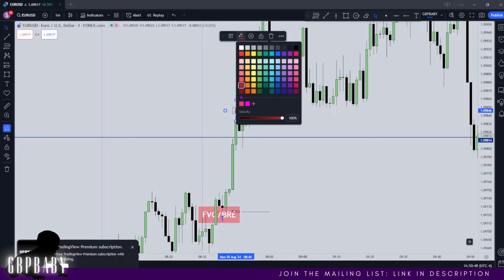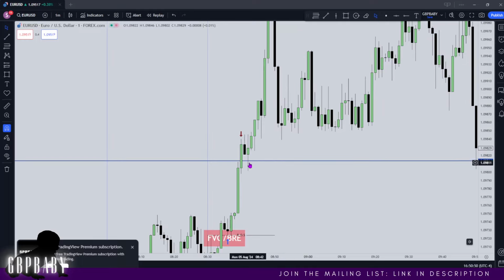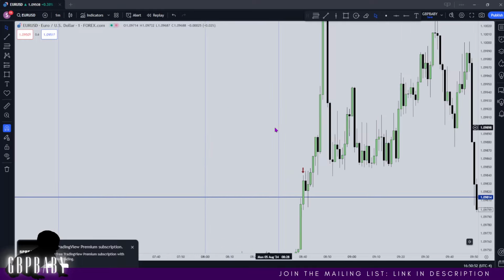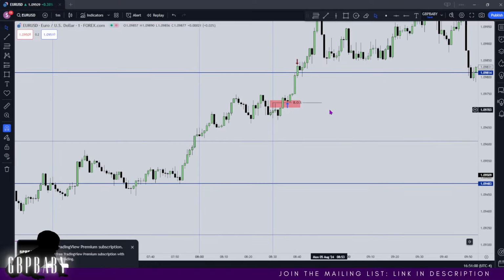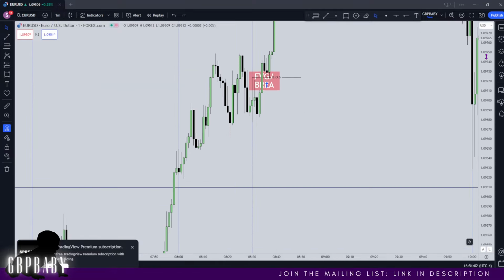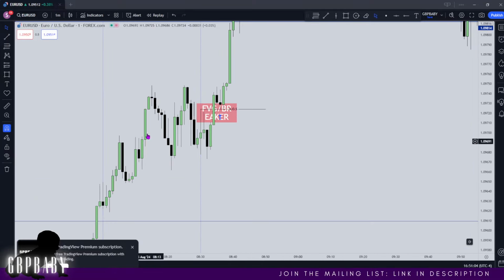Any kind of continuation, maybe I could have closed half of my position and held on. However, I didn't know this. I wasn't anticipating this, so that would have probably been all I would have wanted to do in that New York session. But let's take a look at how price is working its way up.